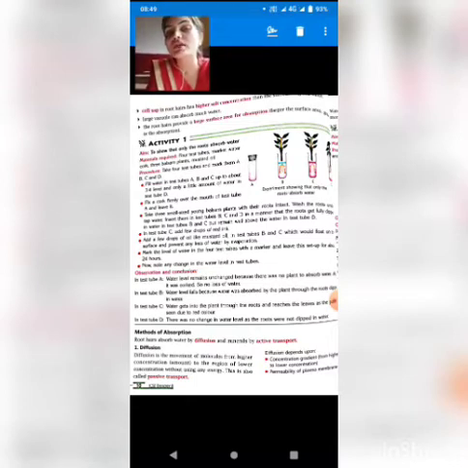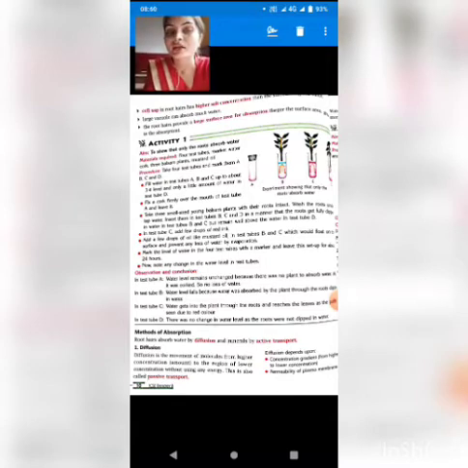So first thing, students, the most important thing which we have to know is that water is absorbed by the root by the process of diffusion, and minerals are absorbed by the process of active transport. Today what we will study, students, is the process of diffusion. Okay, meaning how the root hair absorbs water.